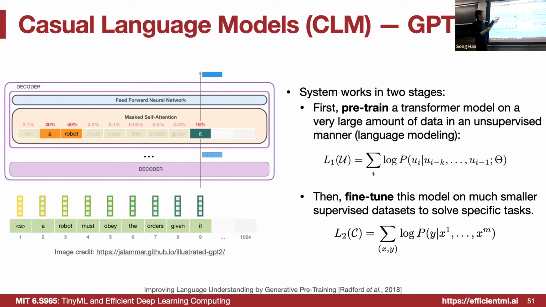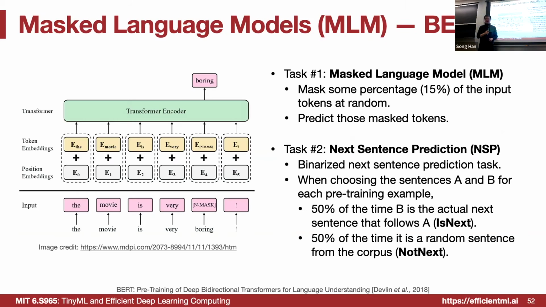For the first one, given a sequence of words, we want to predict the last word. Given the previous words, we want to predict the last word on a pre-trained data set, and then we fine-tune the model with a much smaller data set. The GPT model is using that way. And the masked language model is also pretty popular, like the BERT model.